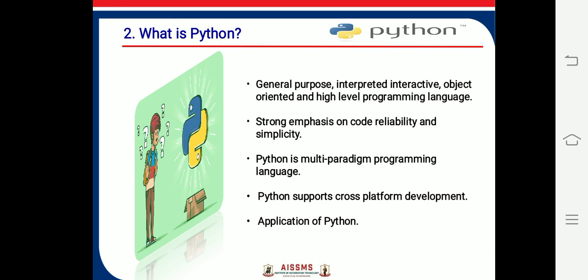What is Python? Python is a general purpose interpreted interactive object oriented and high level programming language. It was first introduced in 1991 by Rossum, a Dutch computer programmer. The language places strong emphasis on code reliability, simplicity, so that the programmers can develop application rapidly.